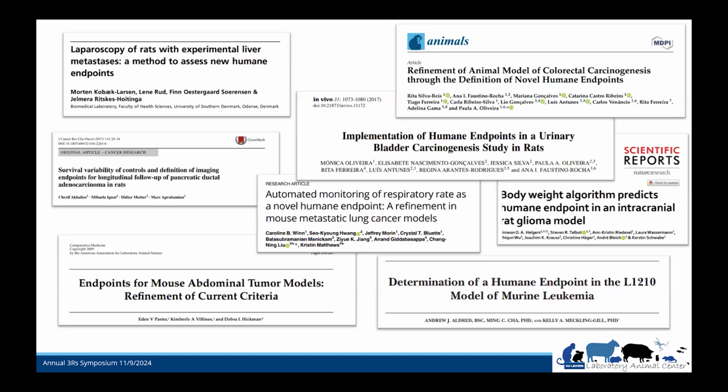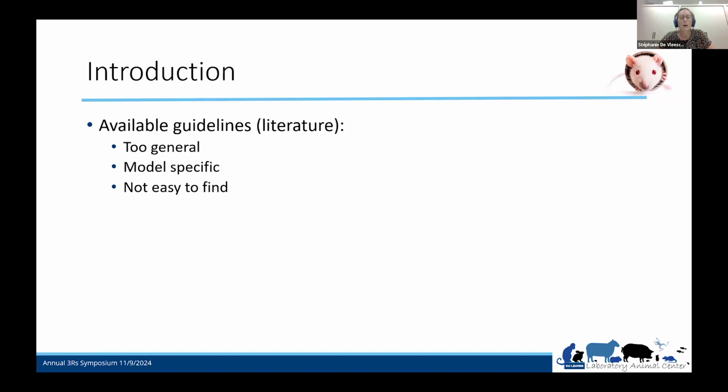Then there are some other papers on refinement and endpoints, but you can see it's specifically, for example, glioma models or a specific cell line. So the available guidelines are often too general because they specify that, for example, you can use imaging, but they don't specify how often you should image the animal. Or what I found really striking when I started this work was that you can find a lot of guidelines for subcutaneous tumors, but not so much for orthotopic tumors. Other guidelines, which I showed you in the previous slide, are really model specific, and they're not so easy to find. They're not often published in cancer journals, which of course, if researchers are looking for guidelines, these are the publications, or the journals, they will look for.